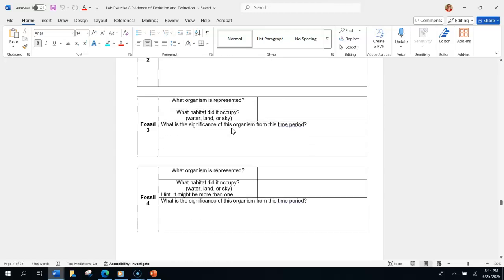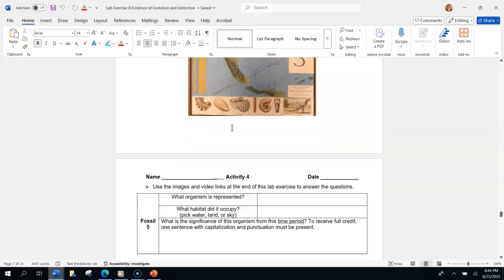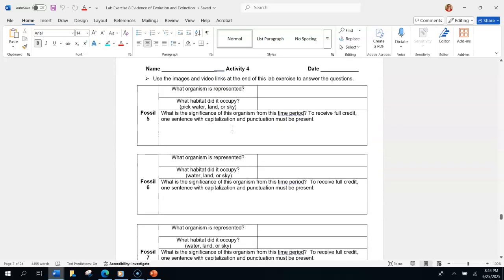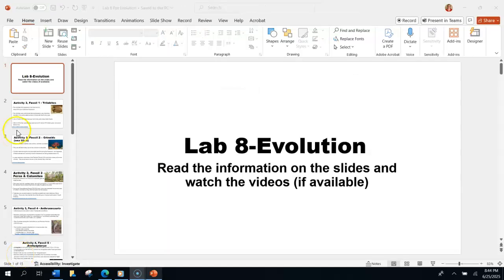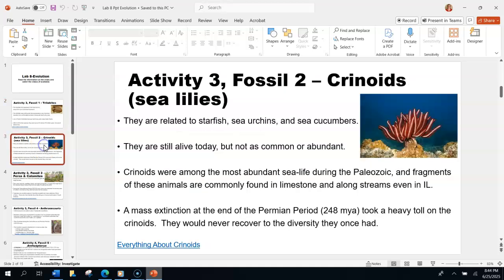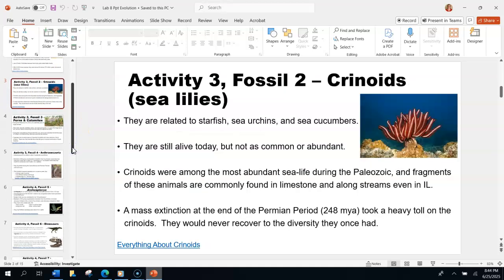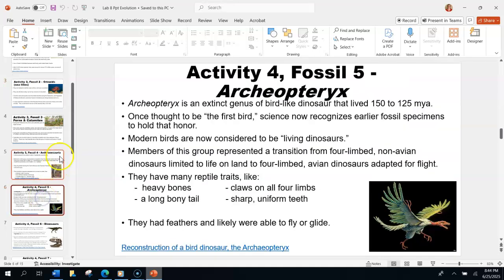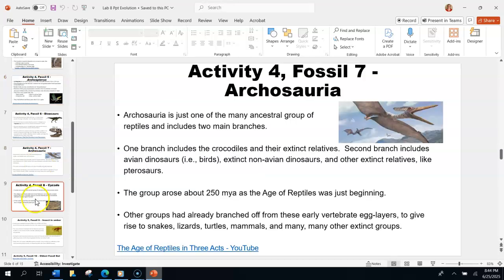And you're going to keep scrolling down. And you're going to keep doing the exact same thing on all of these. So let me show you where those are. So this is what the slides are going to look like. So we've got trilobites, and some of them have a little video link, which is going to give you a little bit more information. So these slides are the ones that you're going to use to fill in the answers in the lab manual. So again, they're all kind of different depending on the fossil or the organism.